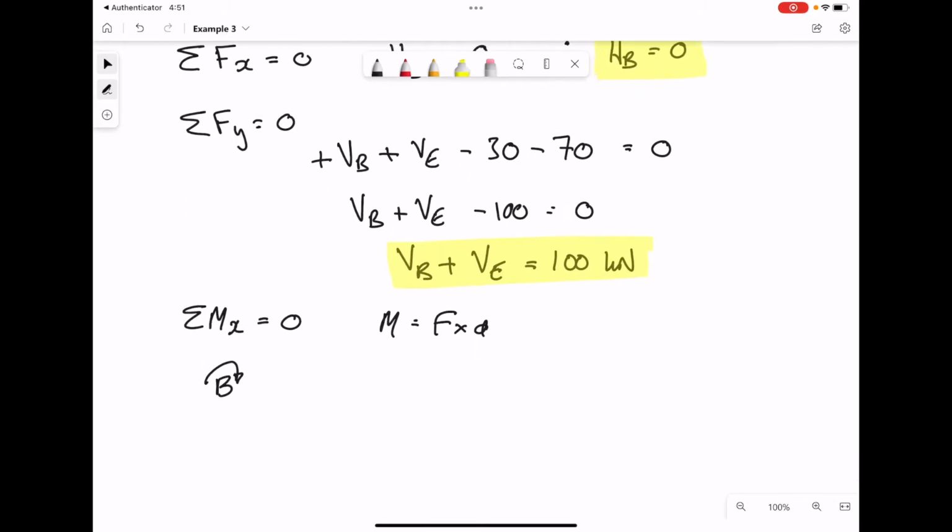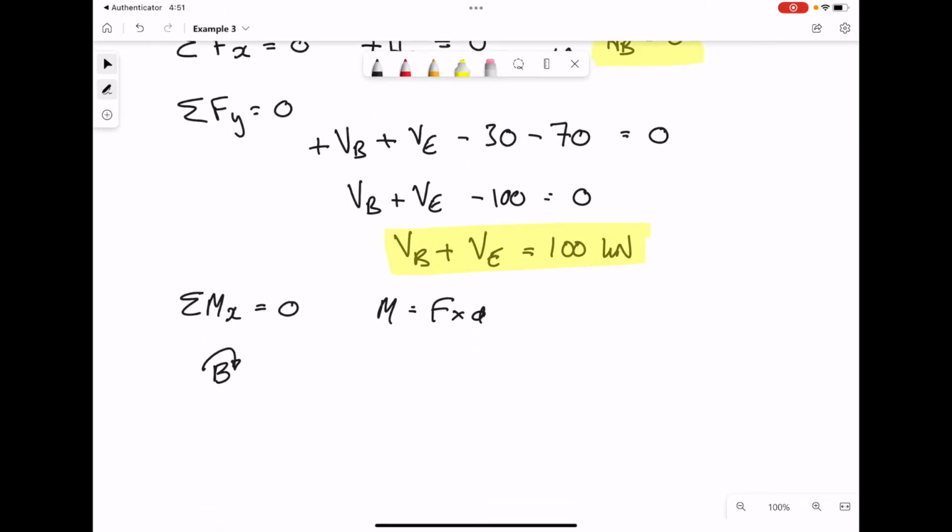Writing these down in our moment equation, we have the 30 kilonewtons, distance away to it was 4 meters. We had the reaction VE, distance to it was 12, and the 70 kilonewtons and the distance across to it was 16 meters. All these moments must add up to give you 0. We'll now go back to our free body diagram to consider which are clockwise and anti-clockwise moments.